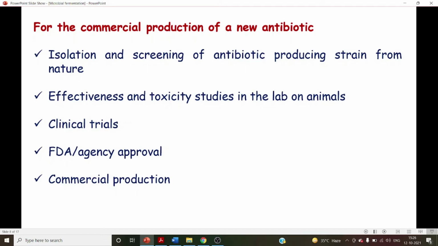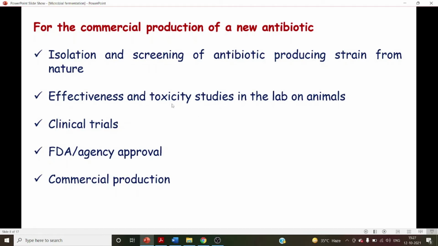So the first thing would be isolation and screening of an antibiotic producing strain from nature. So the first step is that the novel antibiotic producing strain would be screened and isolated from nature, and screened for its antibiotic producing capability. Then the novel antibiotic will be extracted and purified and tested for its effectiveness and toxicity on animals. So the second step would be testing of the effectiveness and toxicity in the lab on animals.